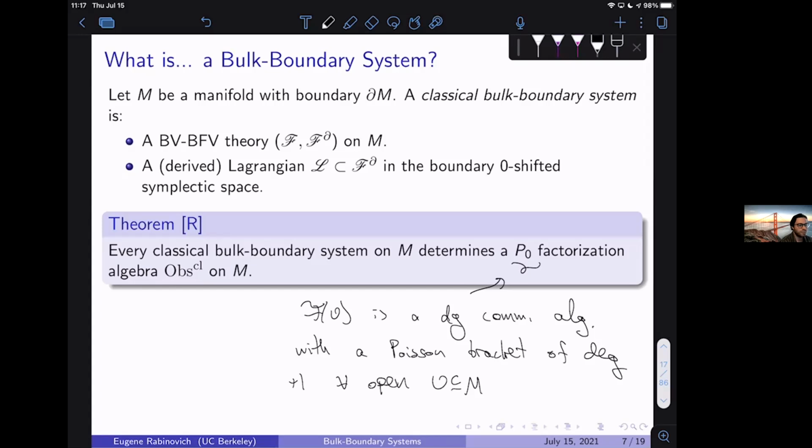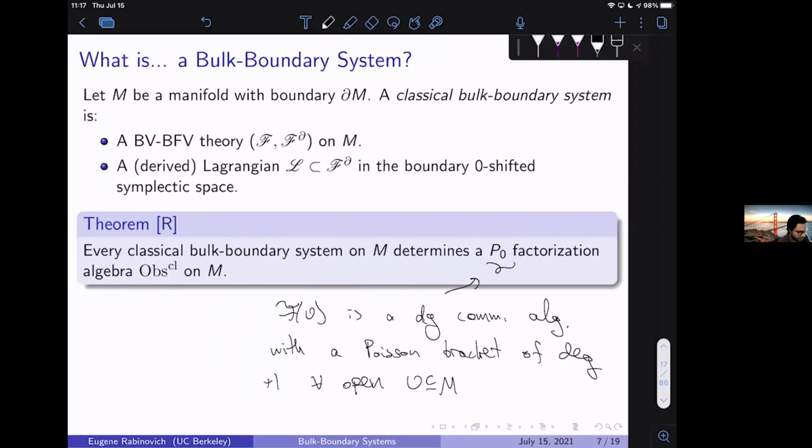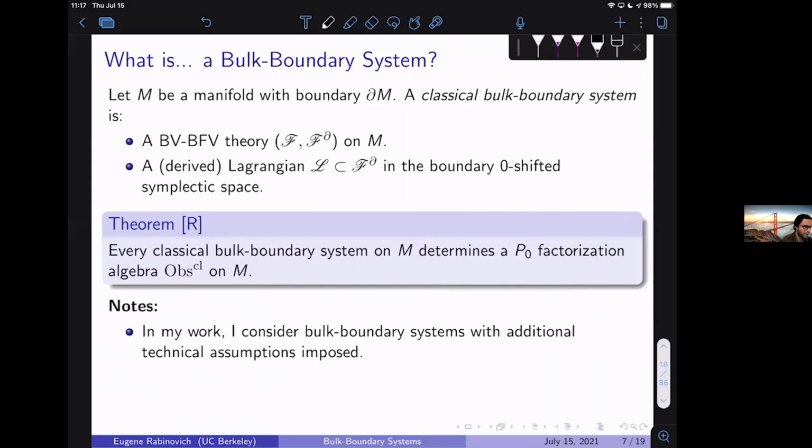And this is the sort of thing you would expect, as the functions on a -1 shifted symplectic stack will be a P0 algebra. So let me make some notes. So first, I consider particular types of bulk boundary systems with a lot of extra conditions, but you can still study a fair number of theories even with the conditions that I impose.